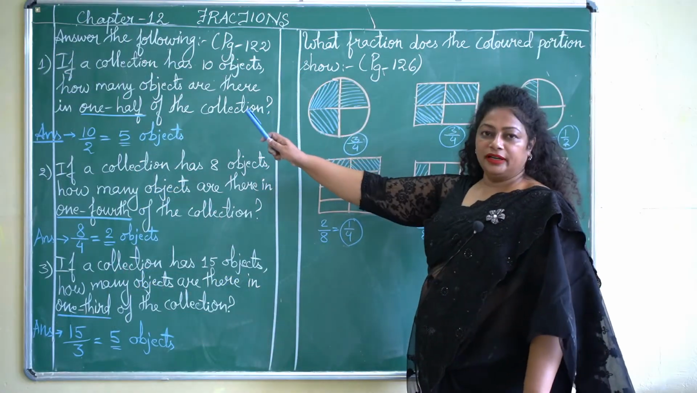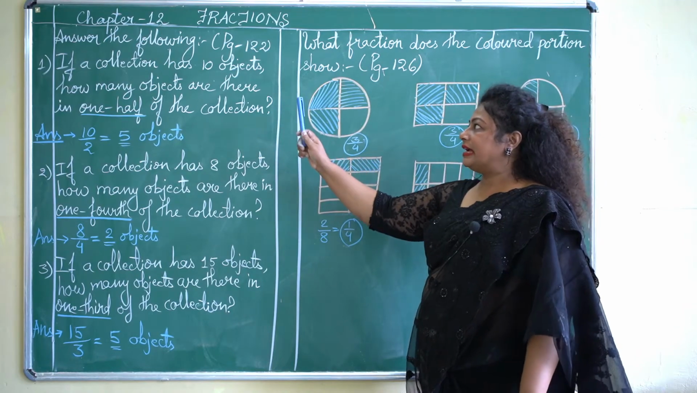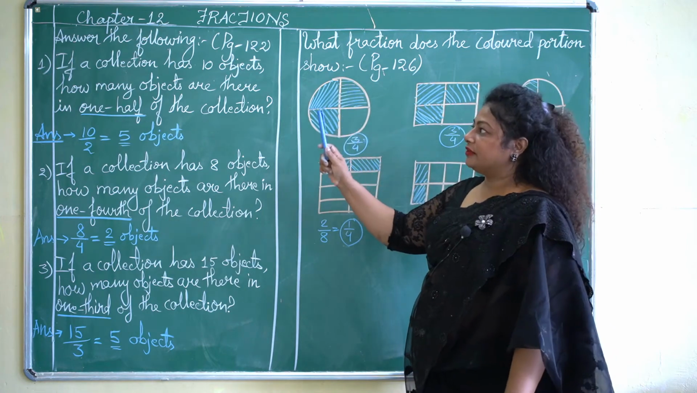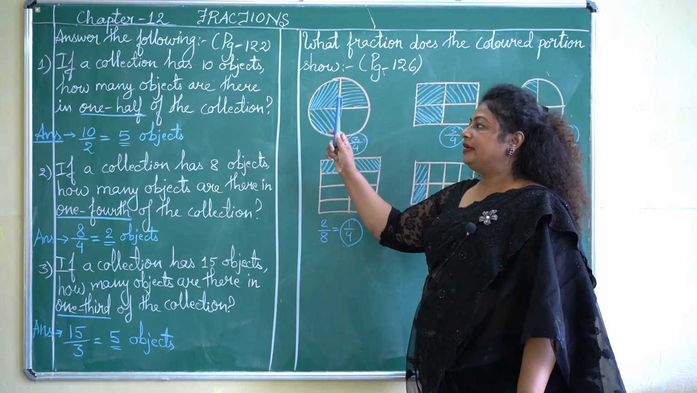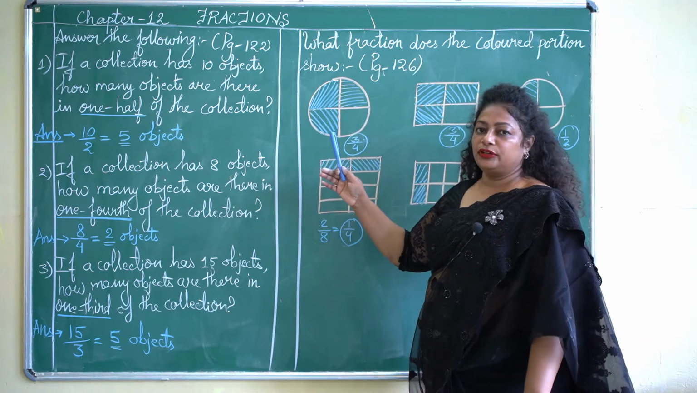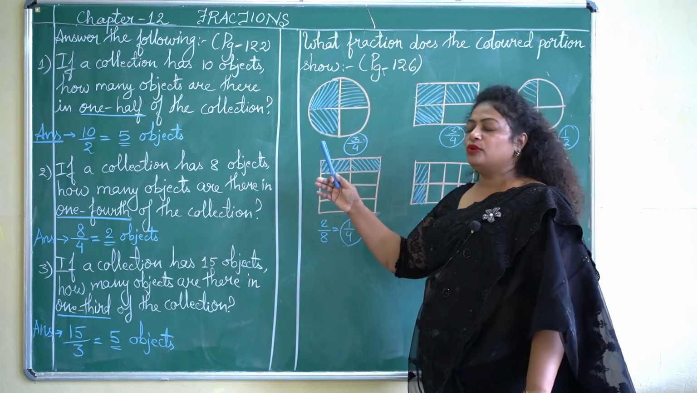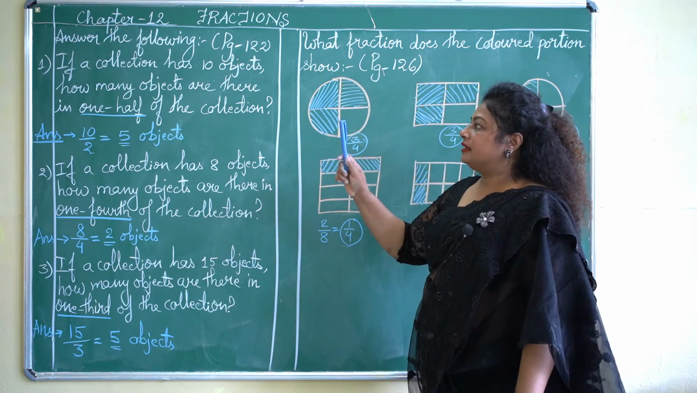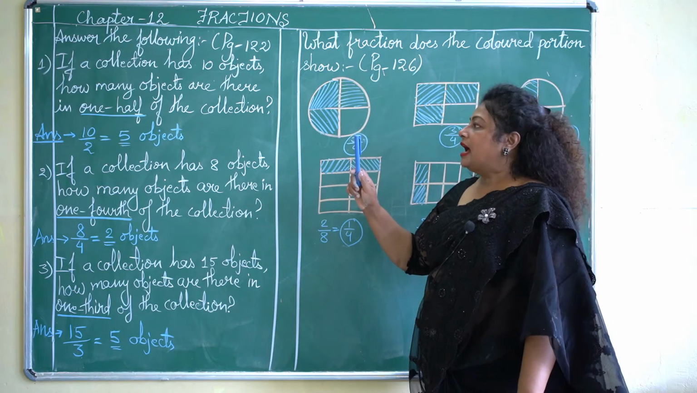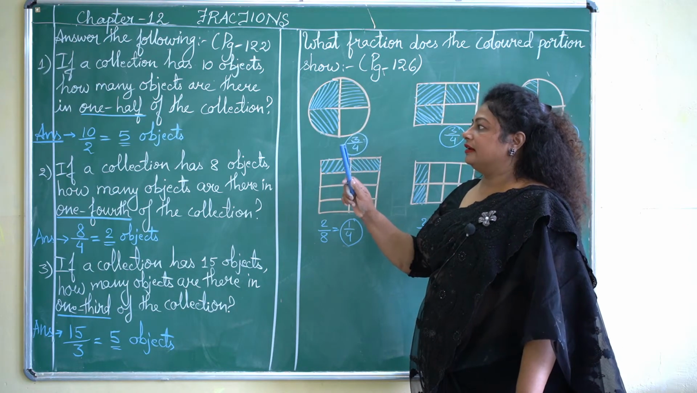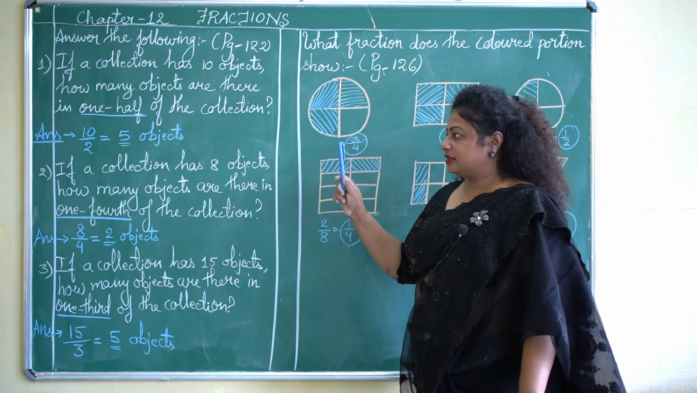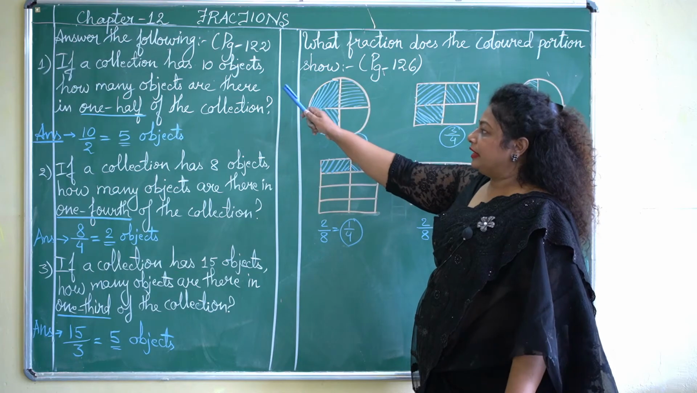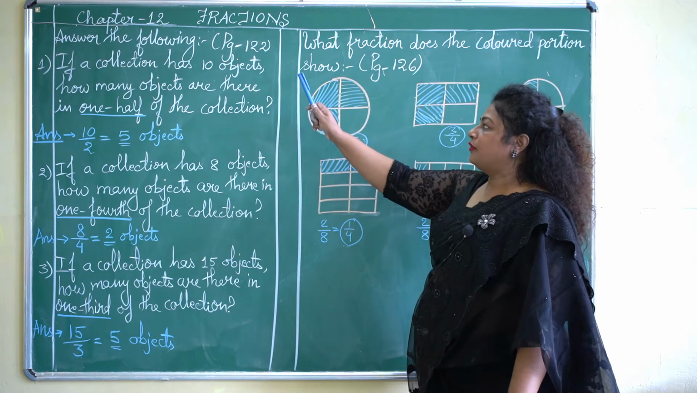Now children, I am reading out to you the next exercise of chapter 12 given on page number 122. It is given to you, answer the following. That means some statements are given to you, and according to the information given in the statement you have to solve the problem. Okay, I am reading out to you the first question. If a collection has 10 objects, how many objects are there in 1/2 of the collection? See children, I have underlined the word 1/2. That means out of 10 objects you have to find the 1/2 of 10 objects.